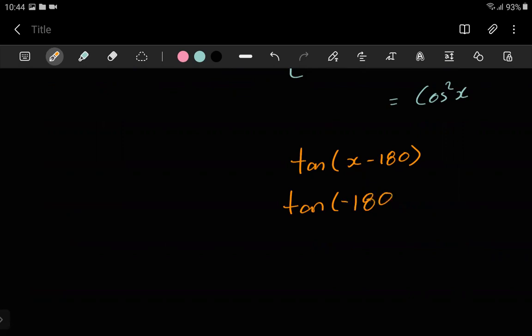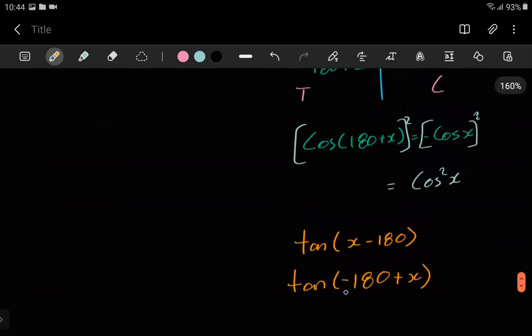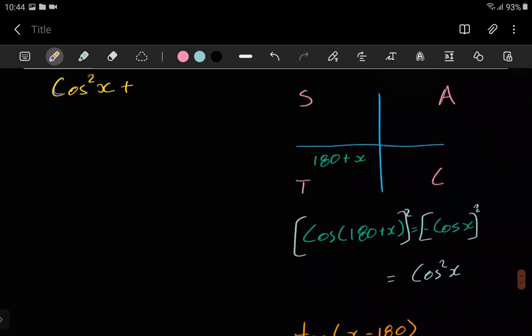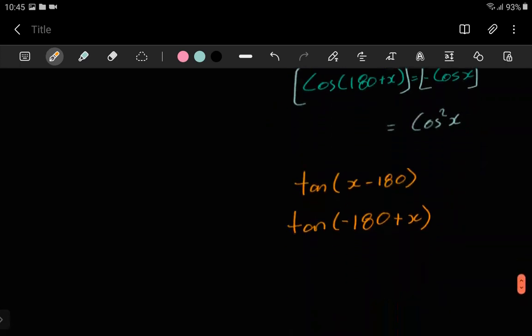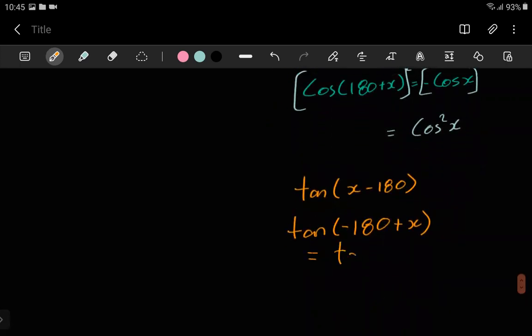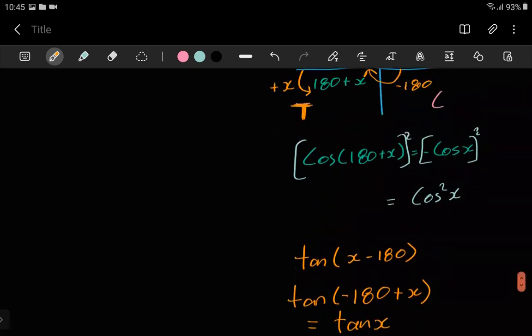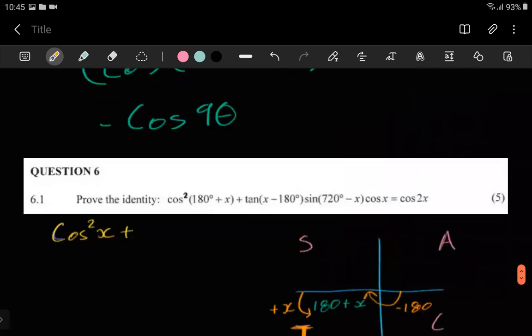So if you swap those around first, in your CAST diagram, when you work with the minus, you go clockwise first. So meaning you go 180 degrees, minus 180 degrees, and the moment you plus x, you go back. So you end up in this quadrant here. You see it? Yes. And in that quadrant, tan is positive. So this is going to give you plus tan x.